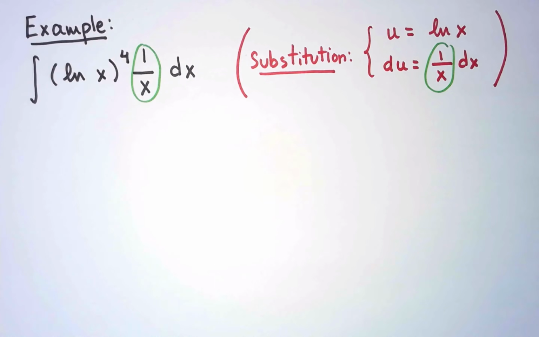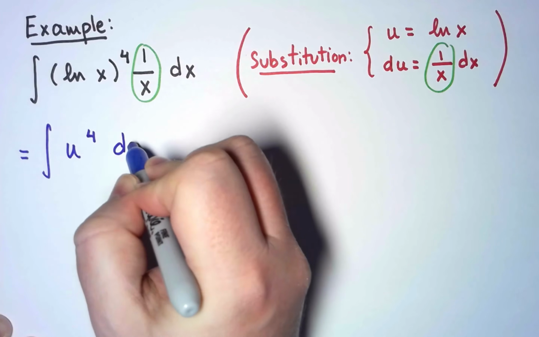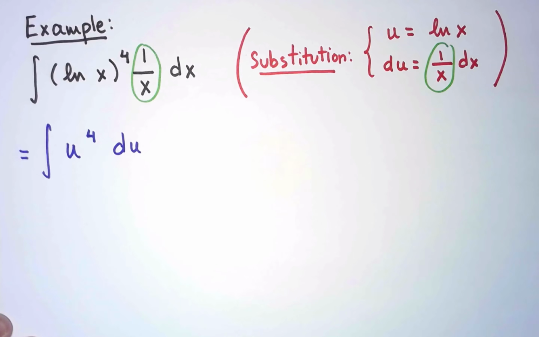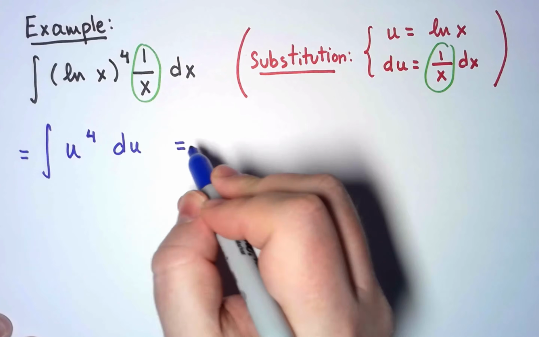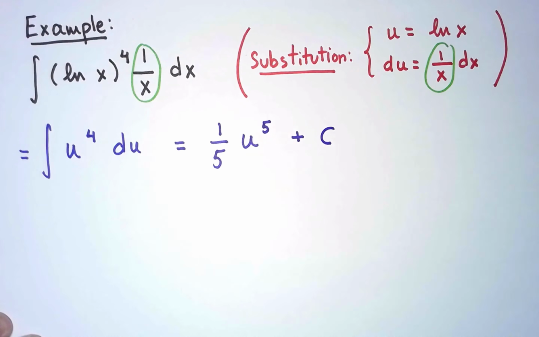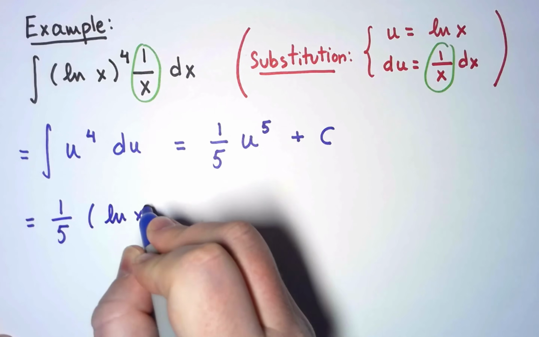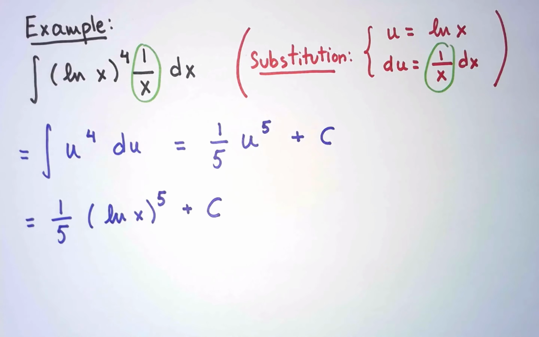Then, this becomes the integral of u to the 4 du. I know how to do this. The answer is 1 over 5 times u to the 5 plus an integration constant. And now that I have completed the integration, I undo the substitution. And I am back to 1 over 5 times ln x to the 5 plus the integration constant.